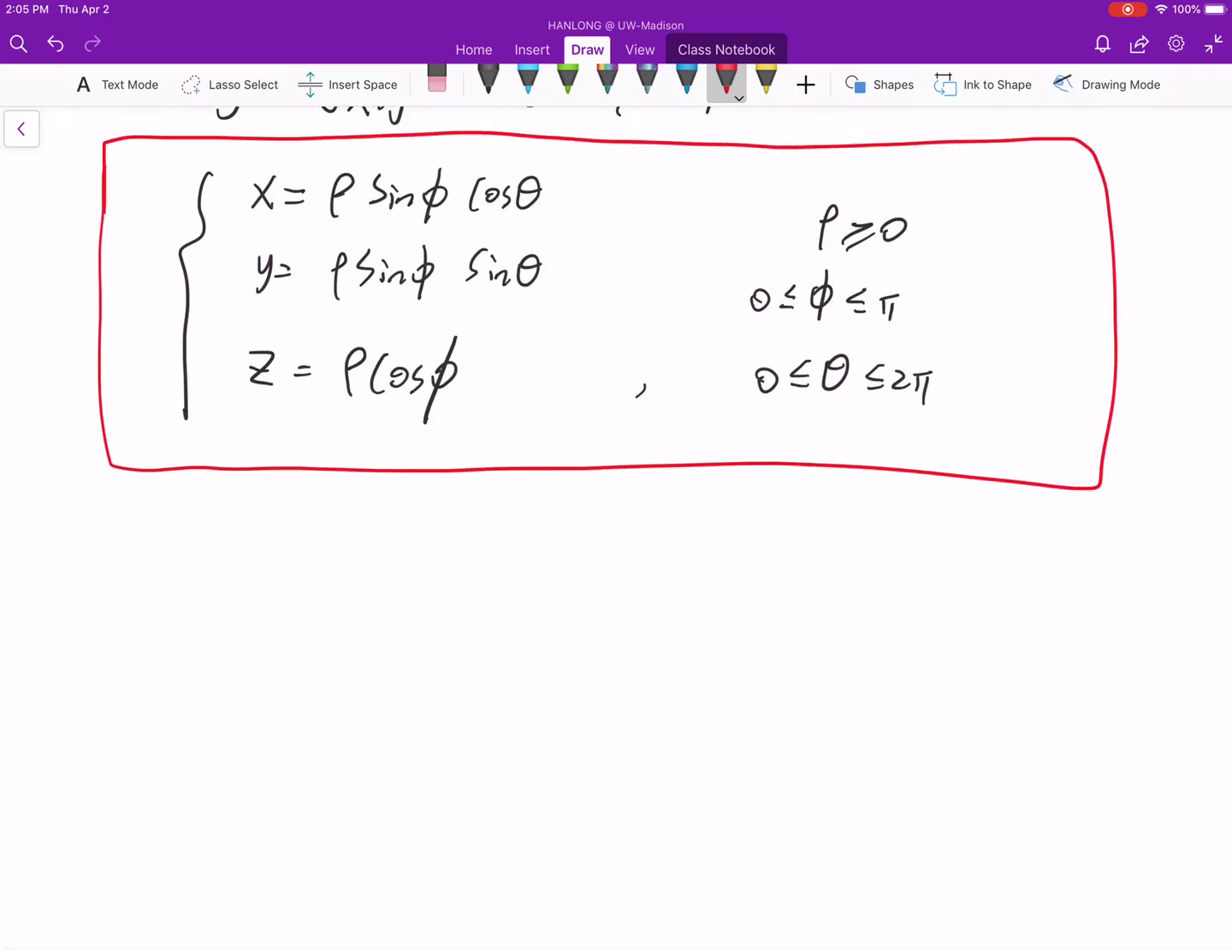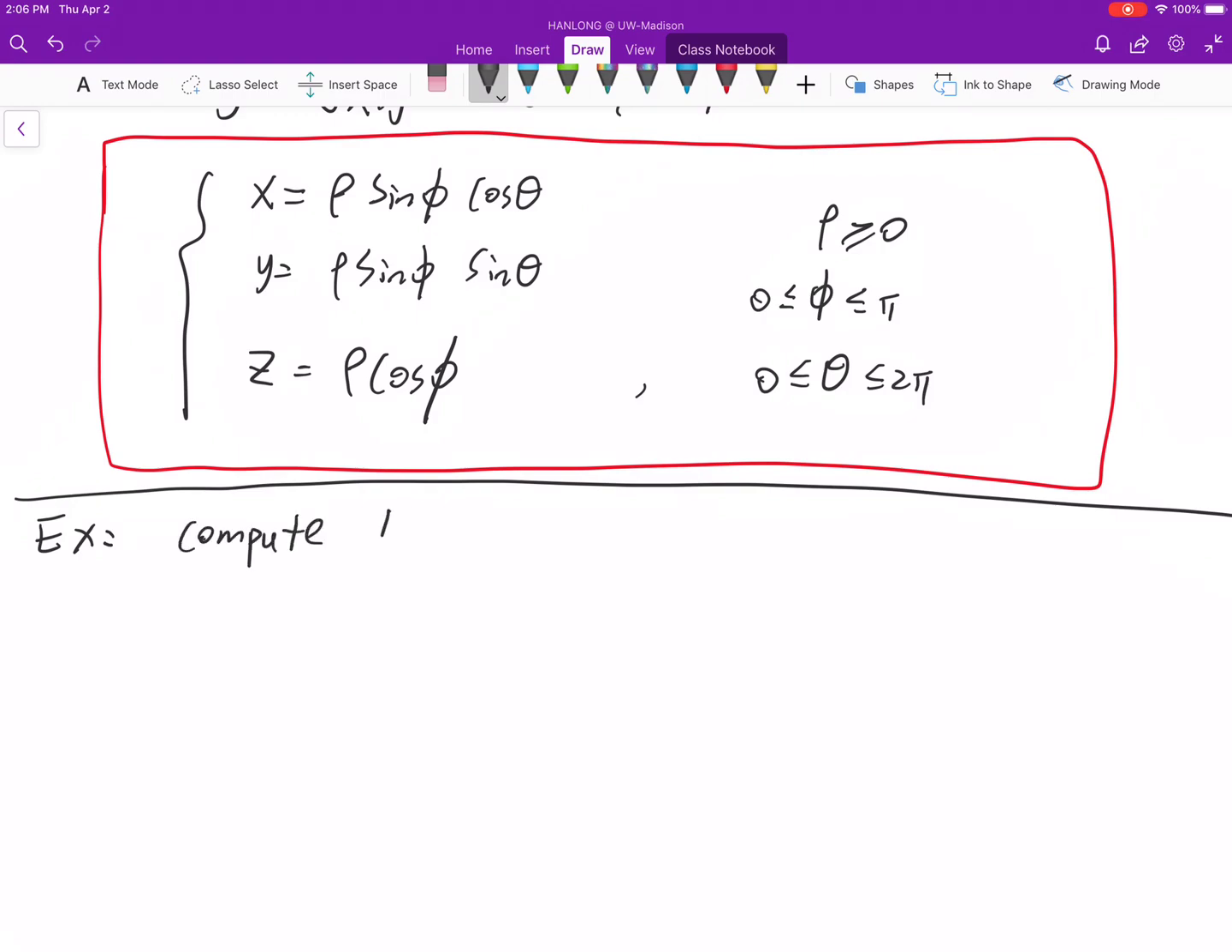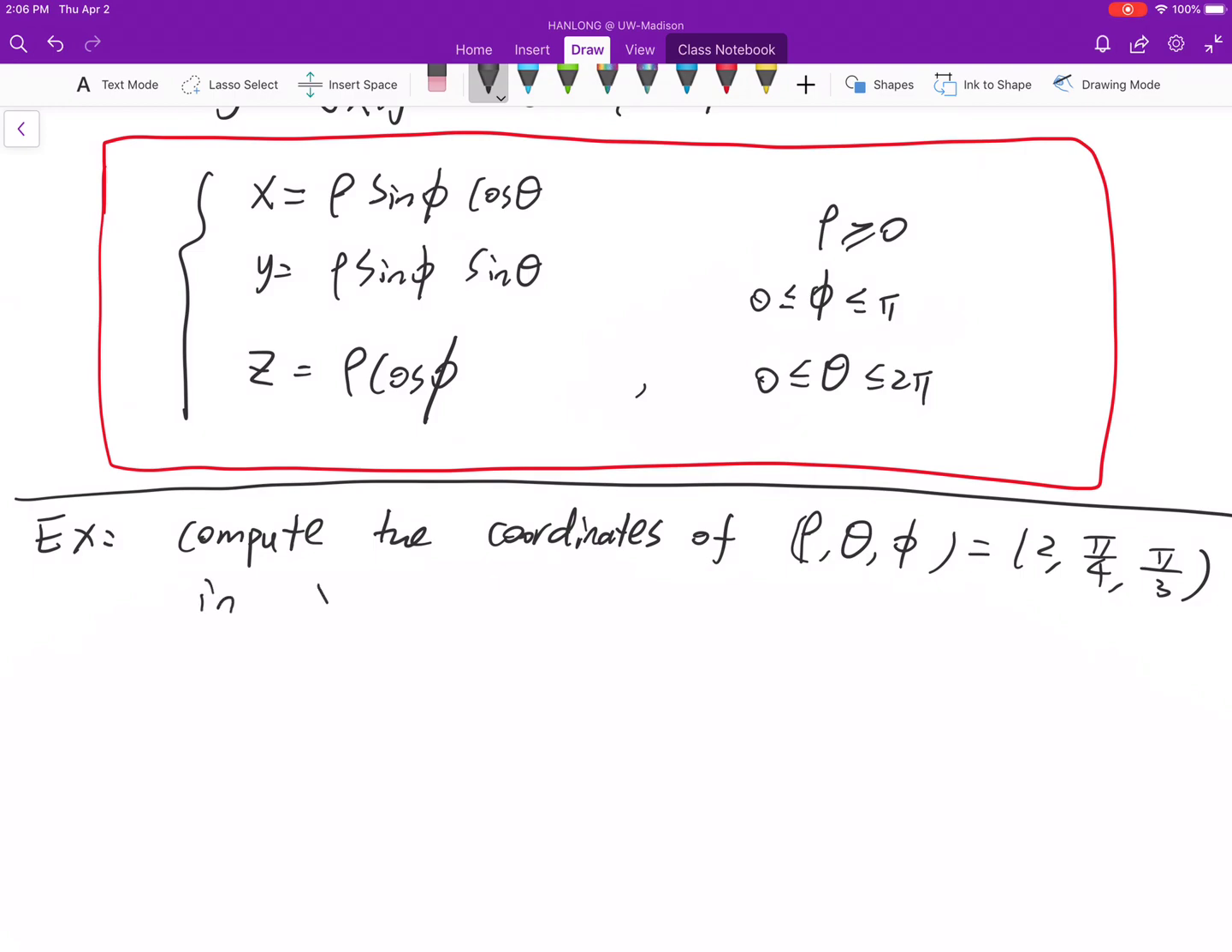Now let's look at some examples to get familiar with the spherical coordinates. So first example, compute the coordinates of the point rho, theta, phi equals 2, pi over 4, pi over 3 in the x, y, z coordinate system.